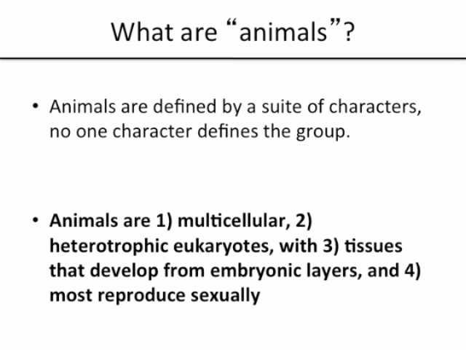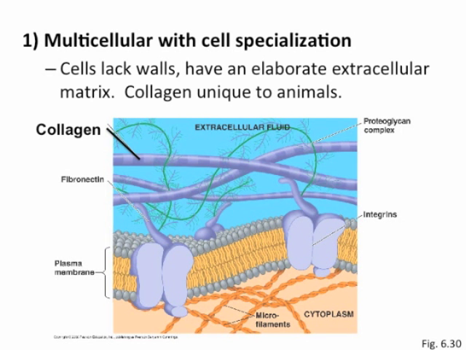Okay, so I'm going to go through each of these 4 in a little more detail. So multicellular. Animals are multicellular. They do not have cell walls. So we've seen cell walls in bacteria. We've seen cell walls in plants. We've seen cell walls in a number of different protists. Animal cells do not have cell walls. Instead, they have this elaborate extracellular matrix that includes a molecule called collagen. And collagen is unique to animals, so it's not found in other organisms.